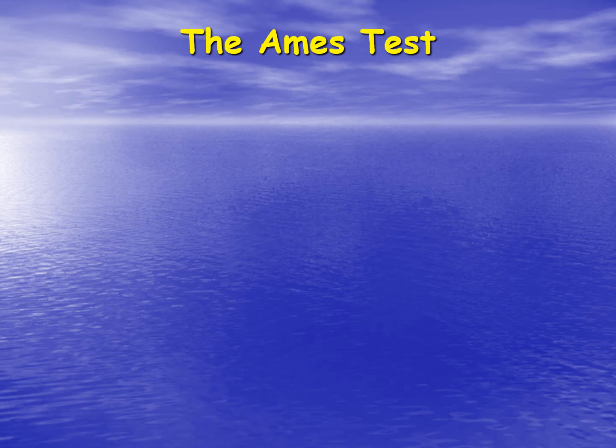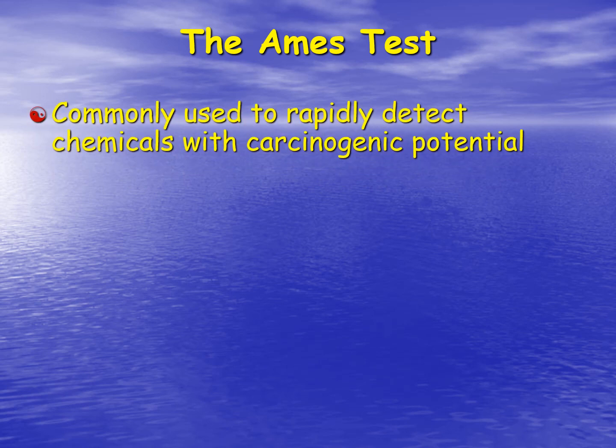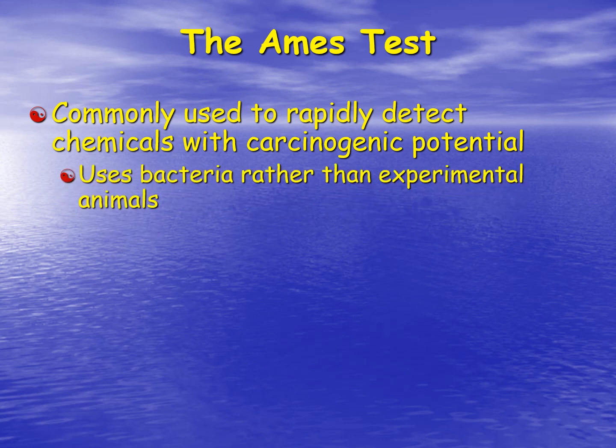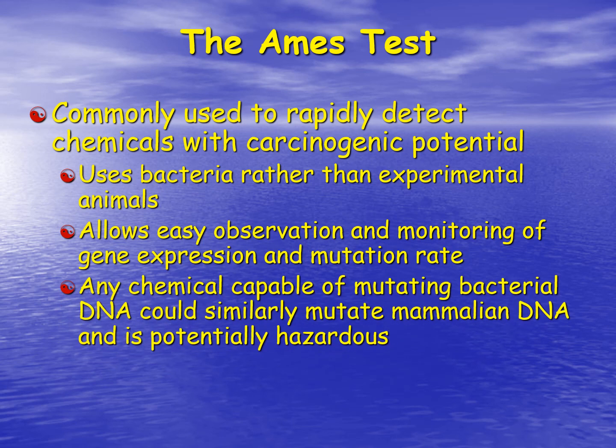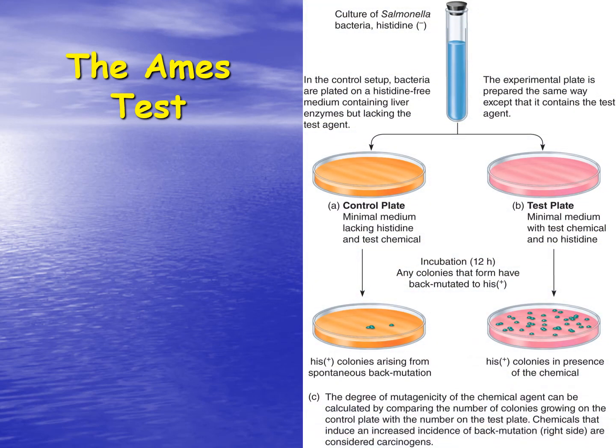The Ames test, I want to mention it here because this is a commonly used test to rapidly detect chemicals with carcinogenic and therefore mutagenic potential. This uses bacteria rather than experimental animals in testing for the carcinogenic potential. It allows easy observation and monitoring of the gene expression and mutation rate of the cancer cells. Any chemical capable of mutating bacterial DNA could similarly mutate mammalian DNA and therefore is potentially hazardous. So this is kind of a quick and dirty test.